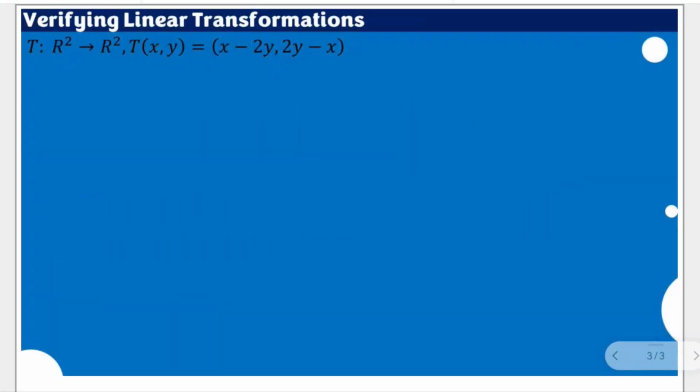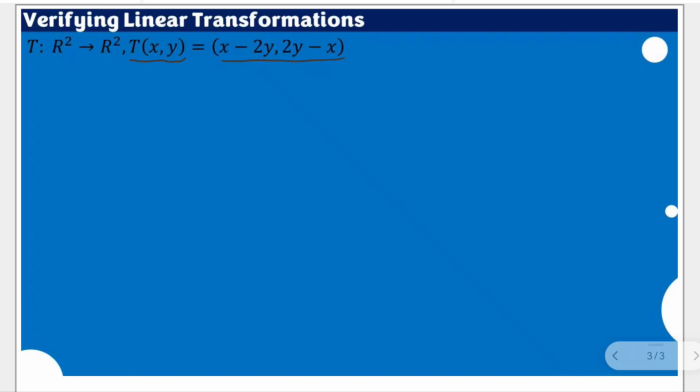Let us verify whether this given transformation is considered a linear transformation. We have a transformation from R2 to R2 given by this rule. Notice here we have a transformation of a vector represented by x and y, unlike in the previous two videos, so we're going to define our components of vectors properly. To verify whether this is a linear transformation or not, we need to satisfy two conditions.